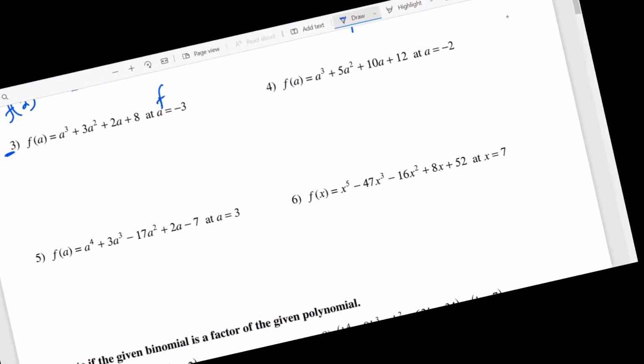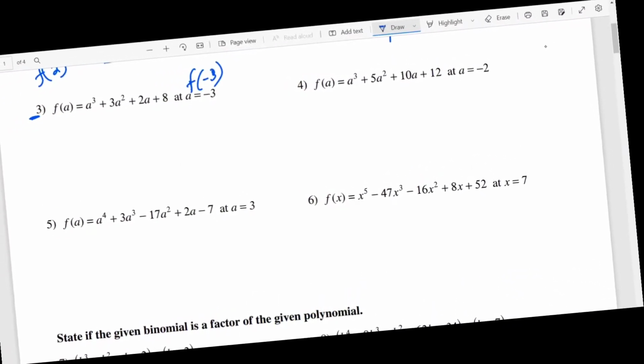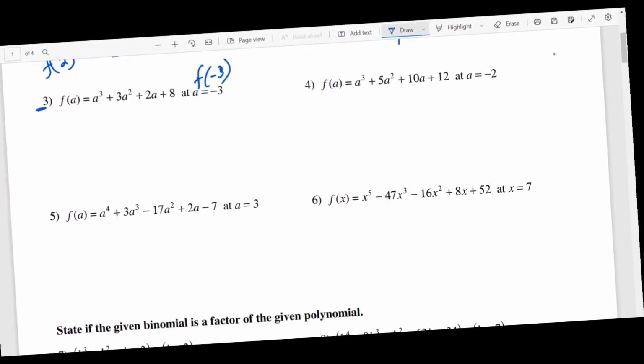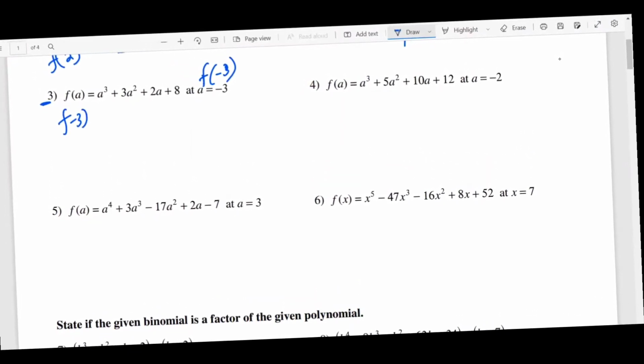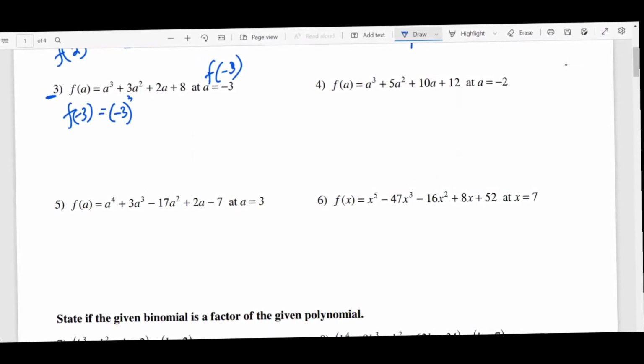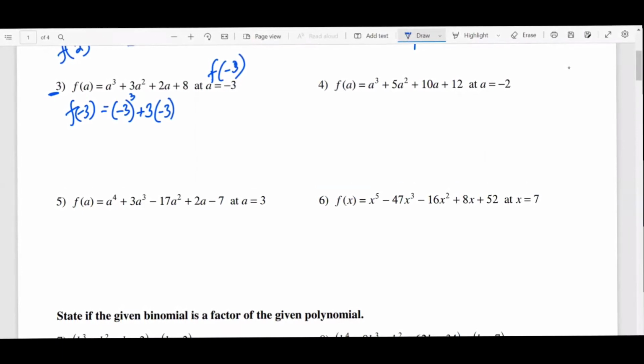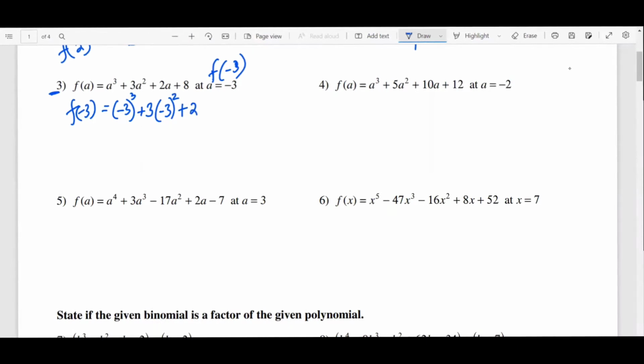All right, so we're evaluating the function at where a is equal to -3. So basically what we're finding is f of -3. So definitely what we're gonna do is substitute -3 where the a is. So we're doing f of -3 here. Firstly, we have -3 raised to the third plus 3 times -3 raised to the second, plus 2 times a, which is -3, and then we add 8 to that.